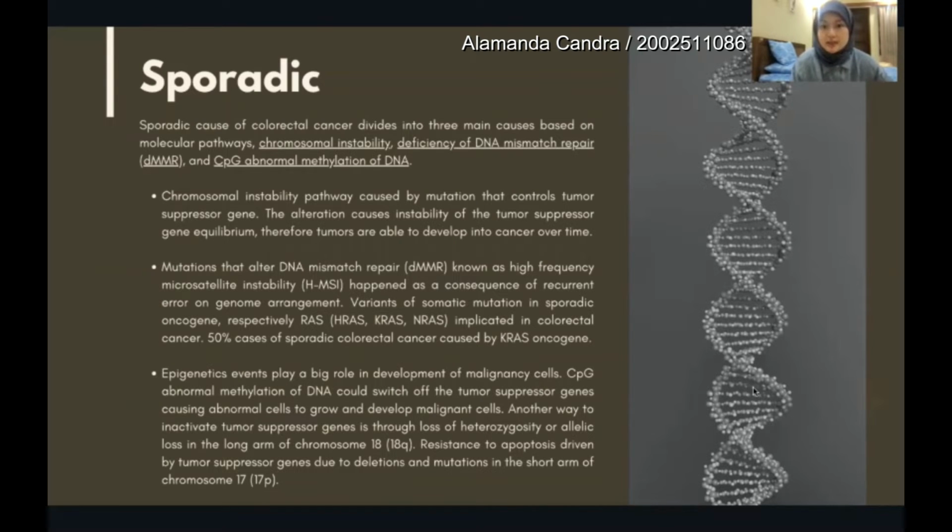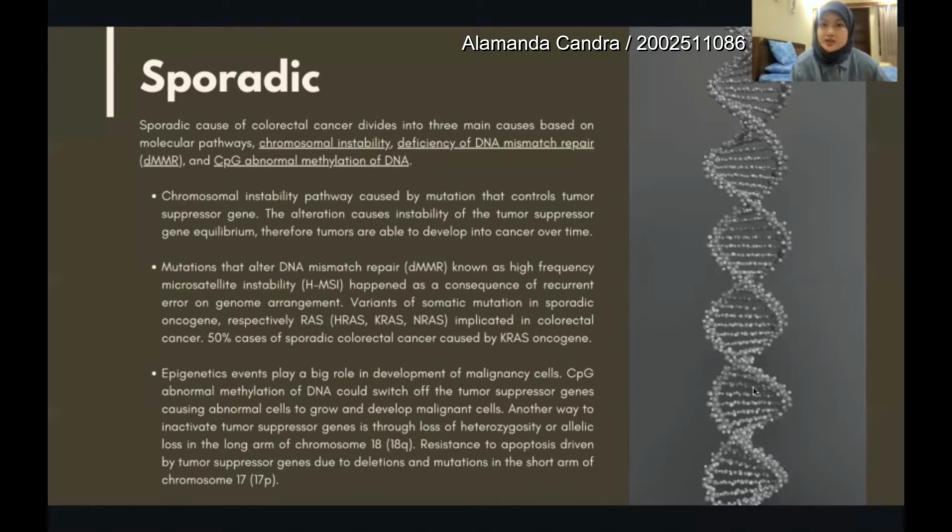The alteration causes instability of the tumor suppressor gene equilibrium. Therefore, tumors are able to develop into cancer over time. Second, mutations that alter DNA mismatch repair, or DMMR, known as high-frequency microsatellite instability, or HMSI, happen as a consequence of recurrent errors in genome arrangement. Variants of somatic mutation in sporadic oncogenes, respectively the RAS oncogenes such as HRAS, KRAS, and NRAS, are implicated in colorectal cancer. 50% of sporadic colorectal cancer cases are caused by the KRAS oncogene.